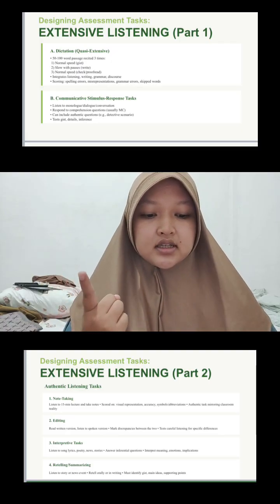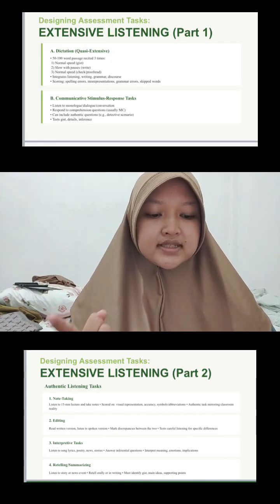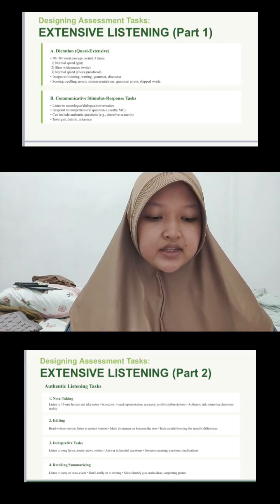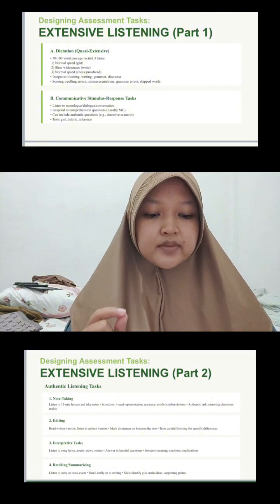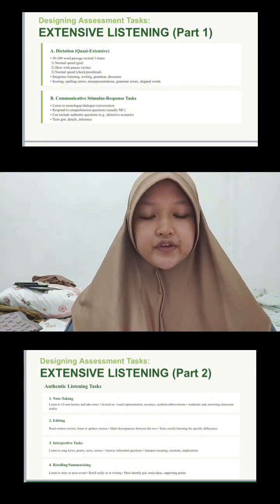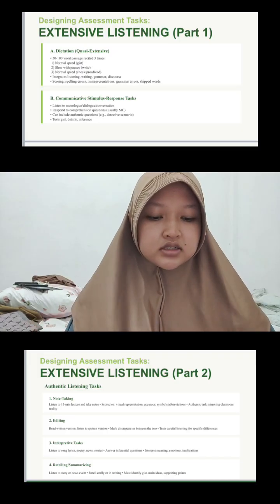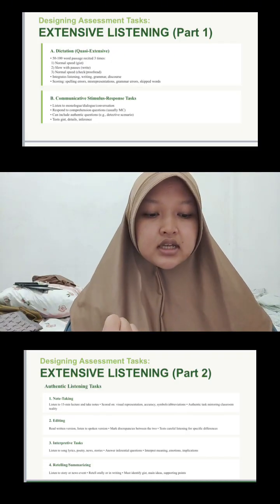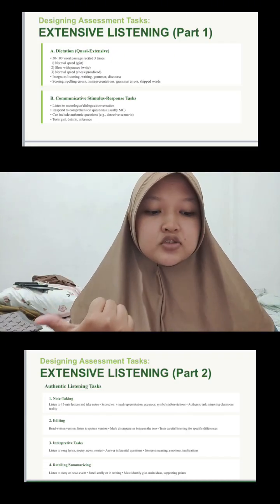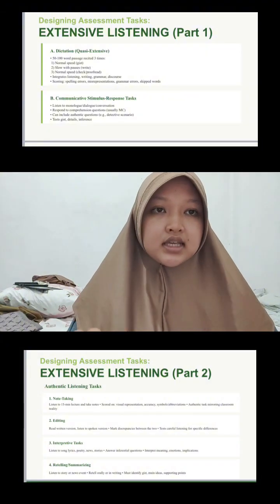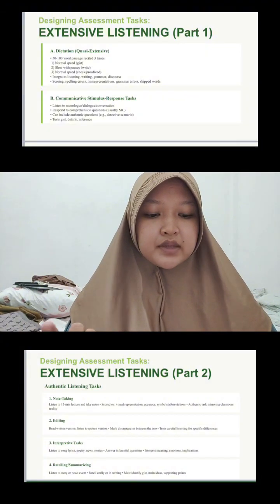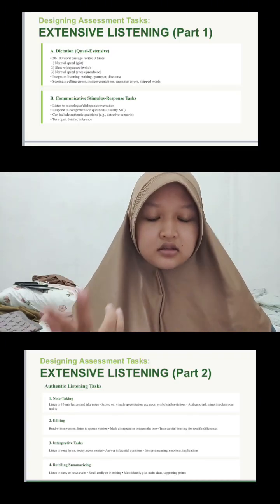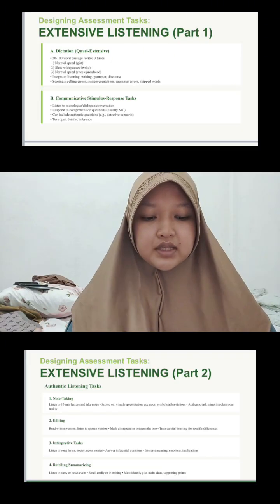The first one is dictation, or qualitative extensive. In this activity, students listen to a passage of about 50 to 100 words. The passage is usually played 3 times. At first, at normal speed to get the general idea; second, at a slower speed with pauses so students can write; and the third, again at normal speed to check the answers.